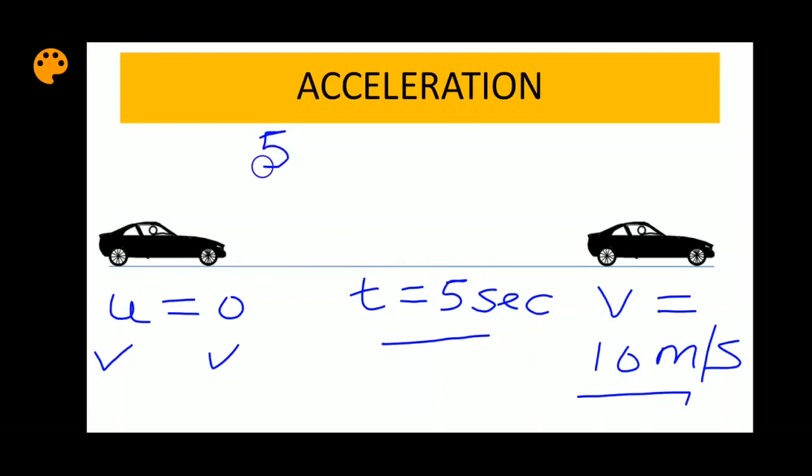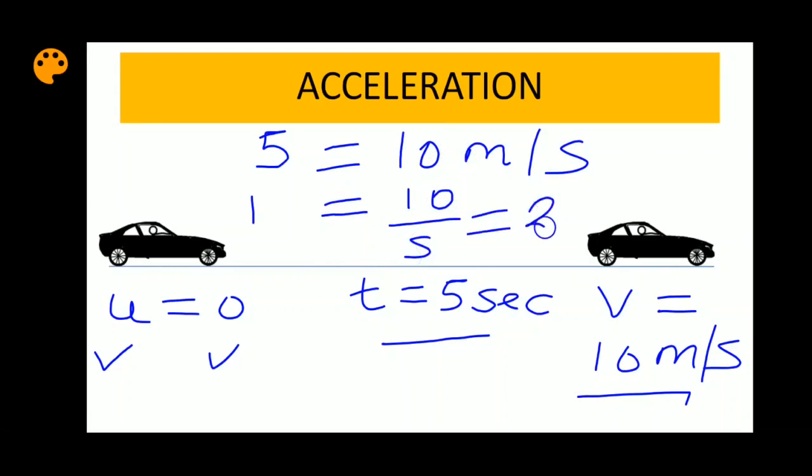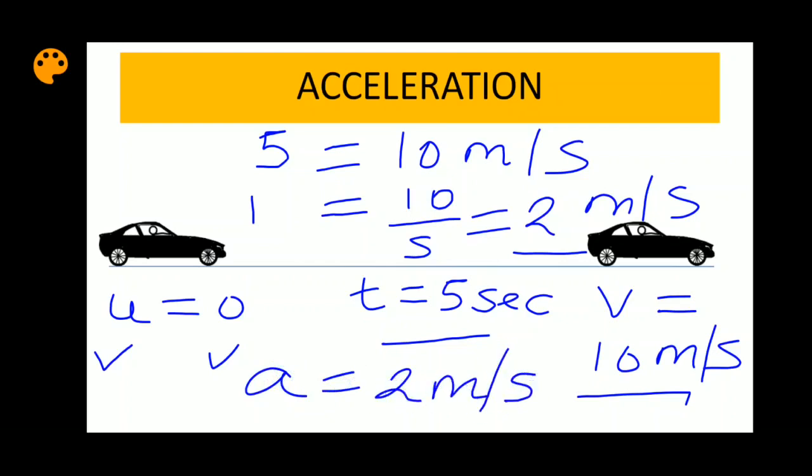In 5 seconds, the velocity increases by 10 meter per second. So in 1 second, the velocity will increase by 10 upon 5, which is 2 meter per second. In other words, the rate at which the velocity increases is 2 meter per second every second. So the car has started from 0, initial velocity 0, and in every second its velocity increased by 2 meter per second, and at the end of 5 seconds its velocity is 10 meter per second. So the car is said to have an acceleration of 2 meter per second square. Acceleration is represented by letter a.